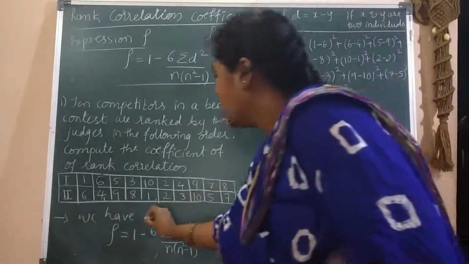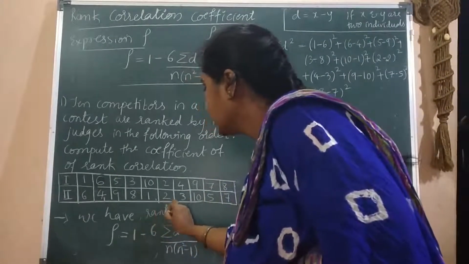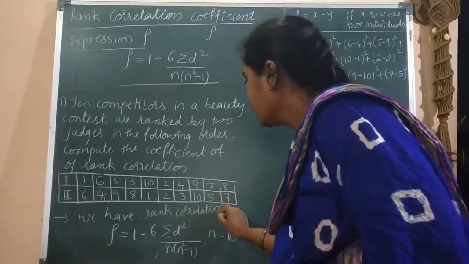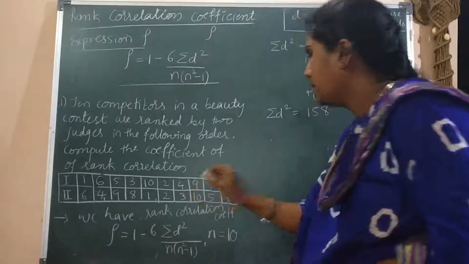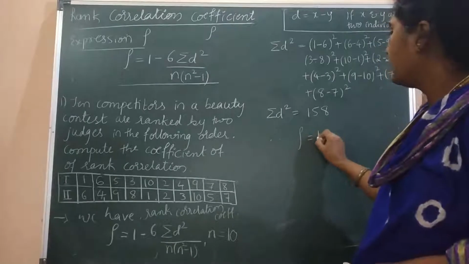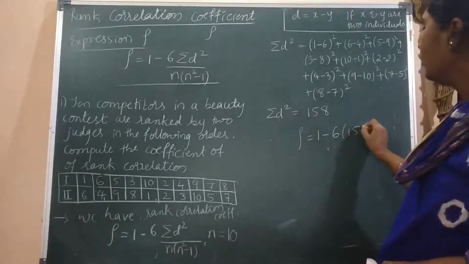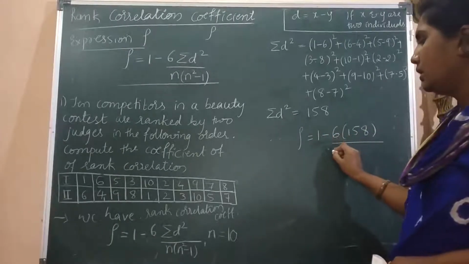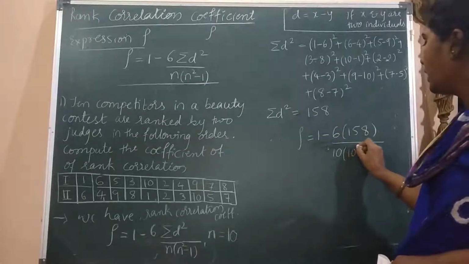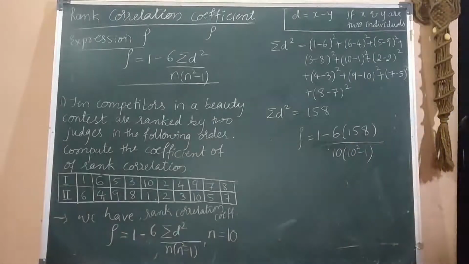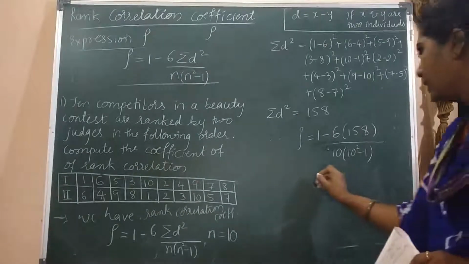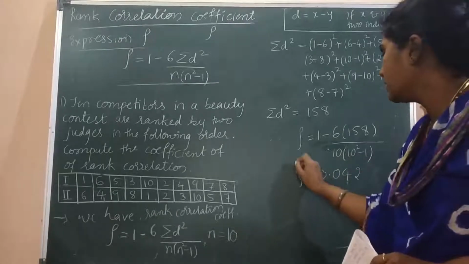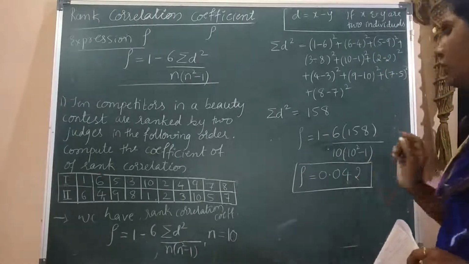Therefore, here you can write rank correlation coefficient rho is equal to 1 minus 6 into summation d square, which is 158, upon n into n square minus 1, where n is 10. Next simplify this one. After simplifying, we get 0.042. Rank correlation is equal to 0.042.